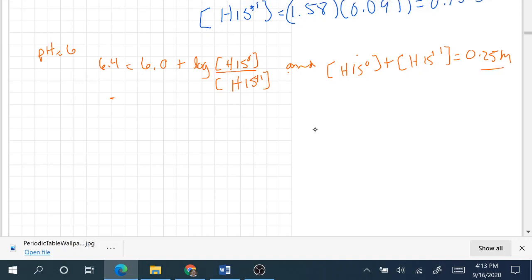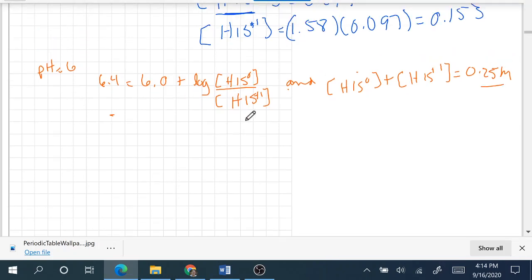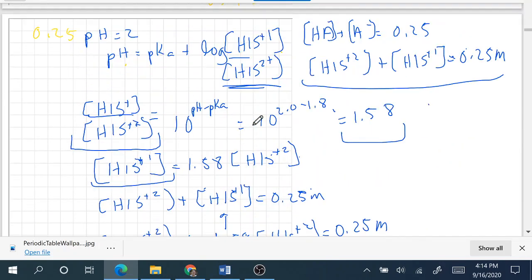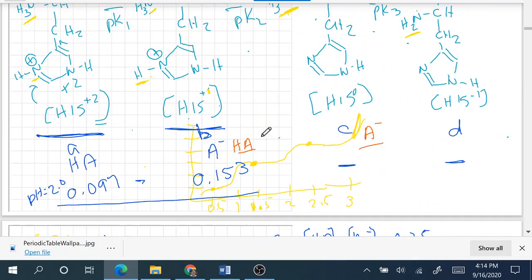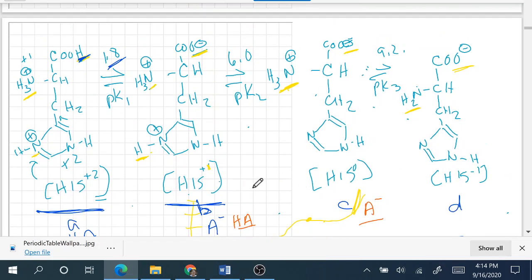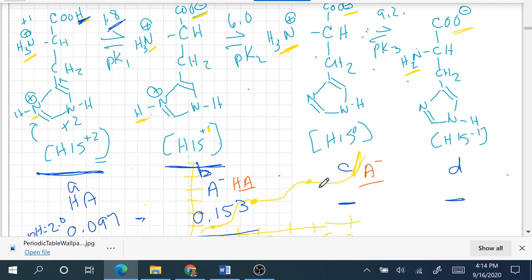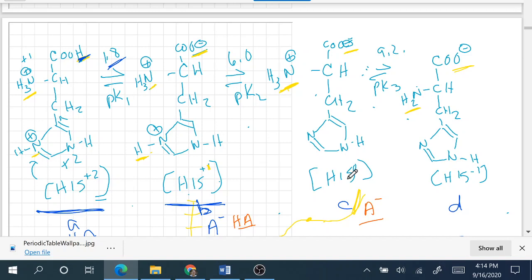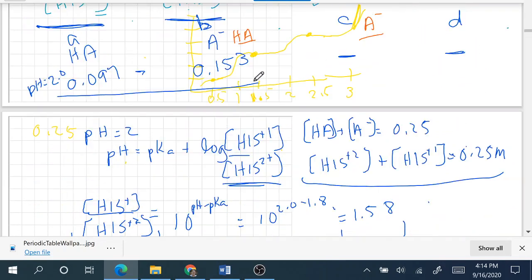At this pH, we've converted almost everything to these two species. So as we increase the pH, let's look back at our titration curve. As we increase the pH, we've converted almost everything. At our half equivalence point, we've got half this and half this. The species A and species D are negligible at this point. So species B and species C, which is our His plus 1 and our His 0, are the only species that I'm going to consider at this point. Okay, so at 6.4, we've got this reaction because our pKa is 6 for that reaction.